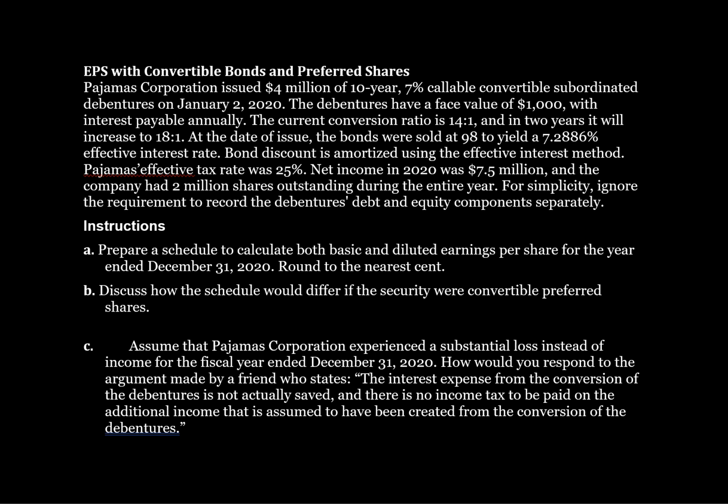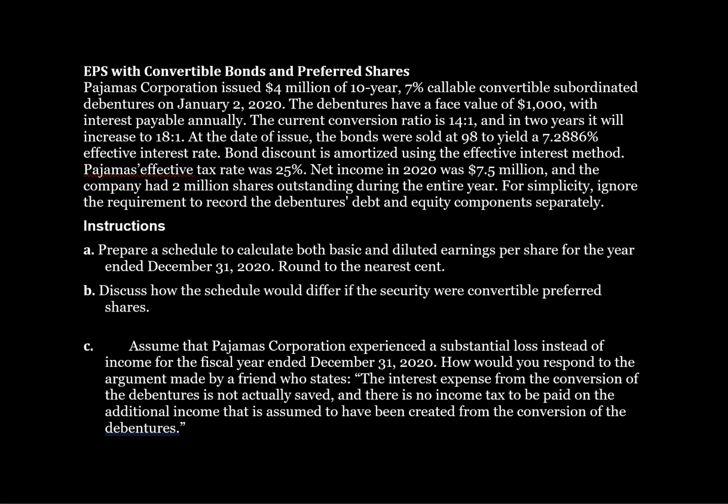At the date of issue, the bonds were sold at 98 to yield a 7.2886% effective interest rate. The bond discount is amortized using the effective interest method. Pajama's effective interest rate was 25%. Net income in 2020 was 7.5 million, and the company had 2 million shares outstanding during the entire year. For simplicity, ignore the requirement to record the debentures debt and equity components separately.